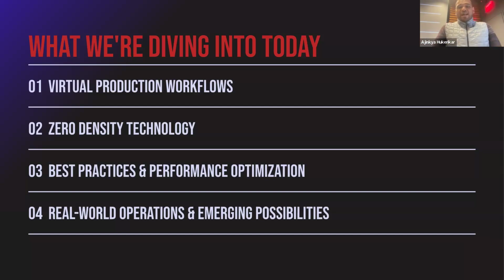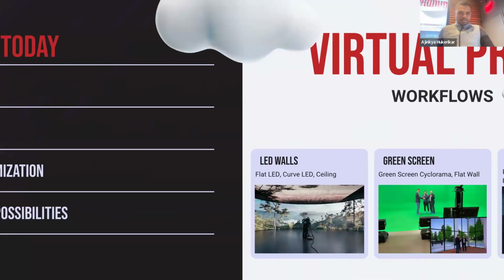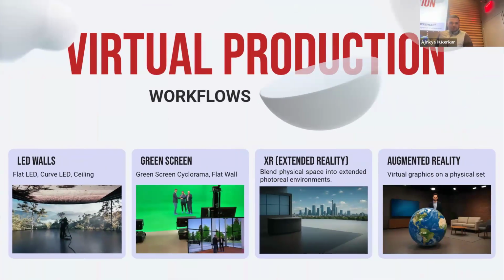Then we'll also be talking about best practices and performance optimization, for the same reason where bad consulting happens. So I'll be talking about what not to do and what to do. And I'll also be showing you some real world operations and case studies, and some fun ideas of where I think virtual production will be going in terms of possibilities. So we'll discuss those ideas later. Cool. So 4 ways to achieve virtual production.